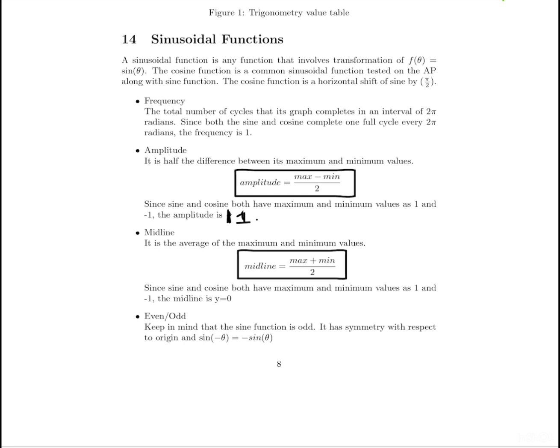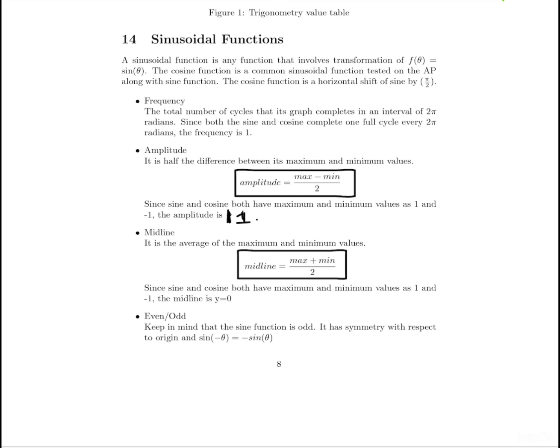So frequency is the total number of cycles that a graph completes in an interval of 2 pi radians. And as we know, both sine and cosine have a frequency of 1 as they complete one full cycle every 2 pi radians. Now, many people, including myself, confuse between amplitude and midline.